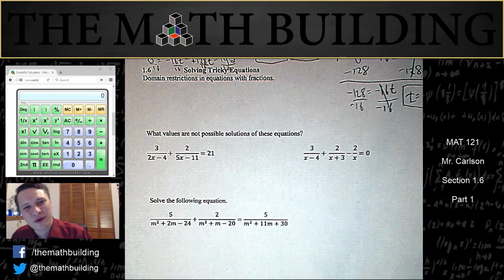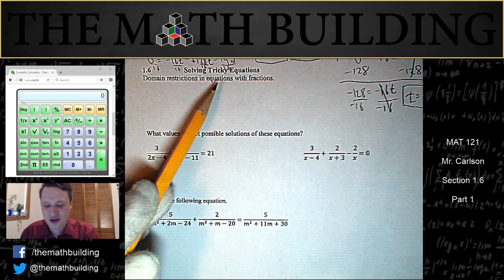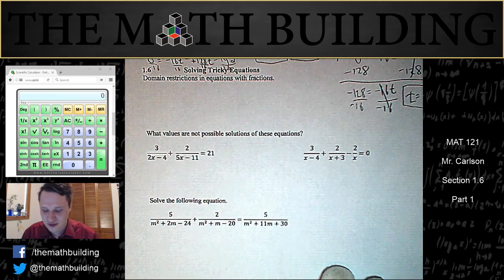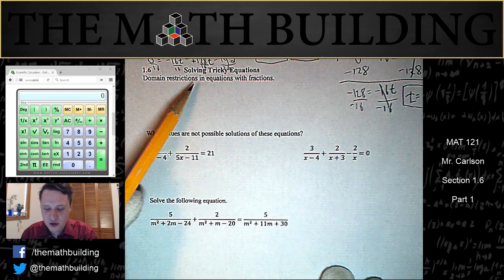This is section 1.6, which I just call solving tricky equations, because we're just going to learn a few tricks here to solve some more difficult equations. But first, let's talk about equations.